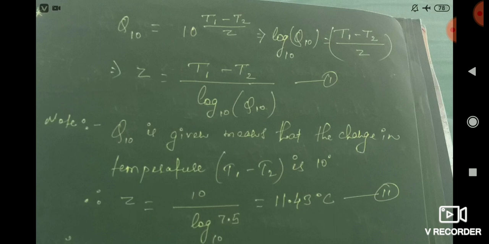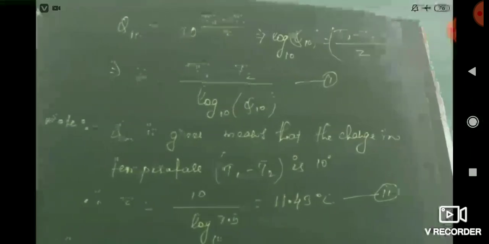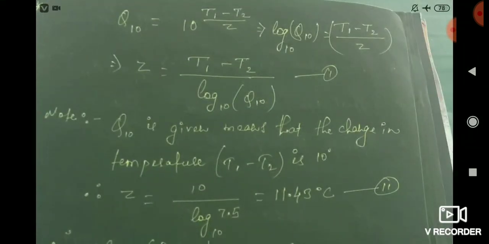Means our temperature changes by 10 degree centigrade. So here there is nothing given about the temperature, but we will consider that the temperature changes 10 degree centigrade. Q10 represents what is the effect on the number of microorganisms on a 10 degree temperature rise or temperature decrease. So you should consider the 10 degree, T1 minus T2 is equal to 10. So you should consider it as 10. And by this way you can calculate the Z value, that is 11.43.